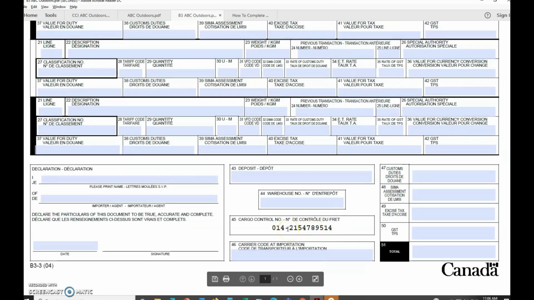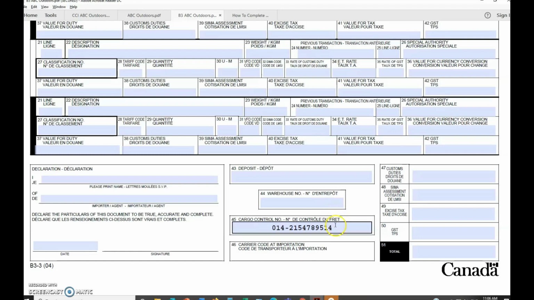Now you'll notice that there's a dash here. That dash is important. You have to take it into account because field 45 is the cargo control number of the shipment. Field 46 is the carrier code. Remember I told you the first 4 characters of a cargo control number is the carrier code, the code the carrier must begin all its cargo control numbers with. And this particular carrier's is 014-. It can be a number, it can be a letter, it can be a symbol. In this particular case, it's 014-.